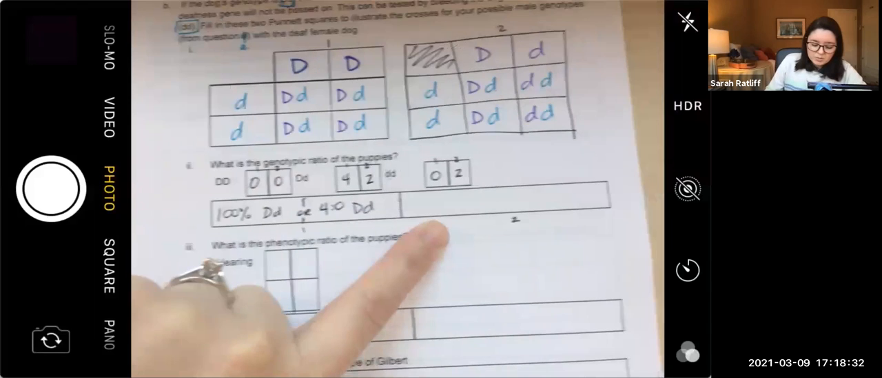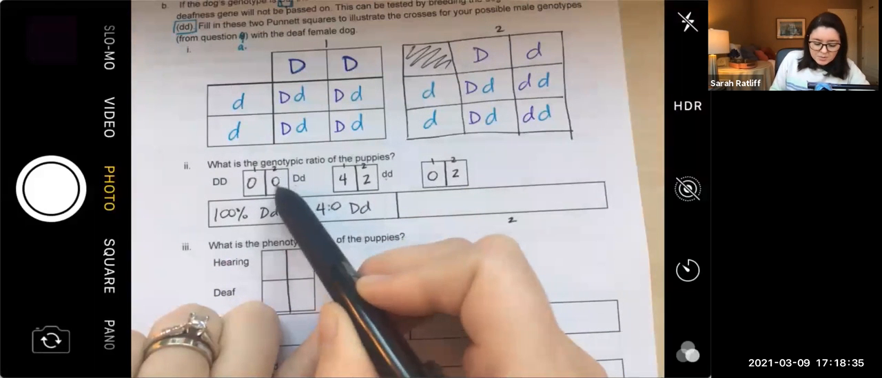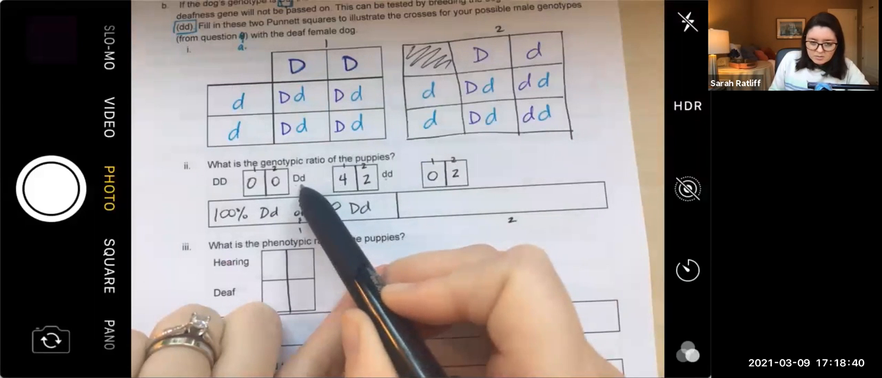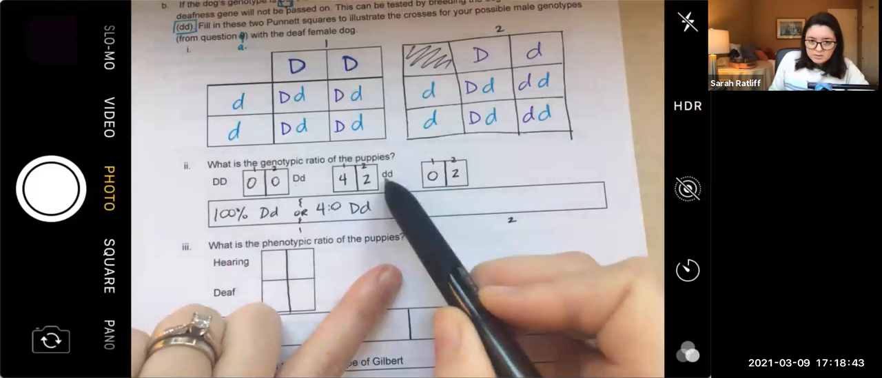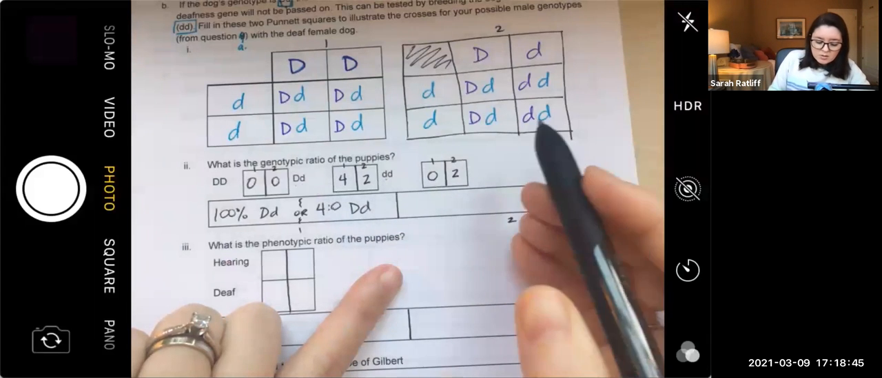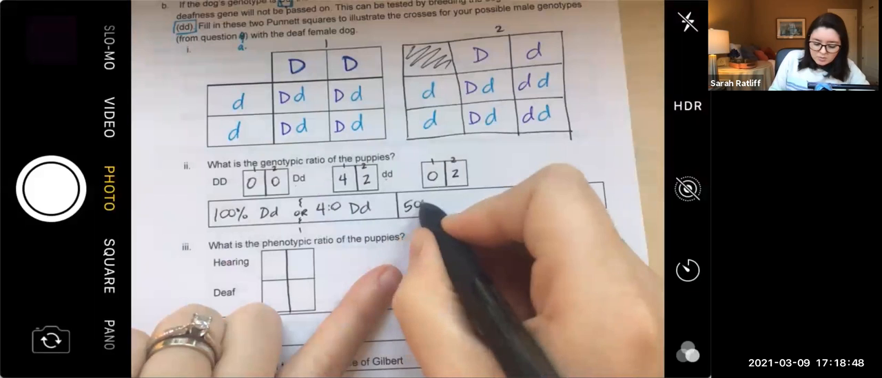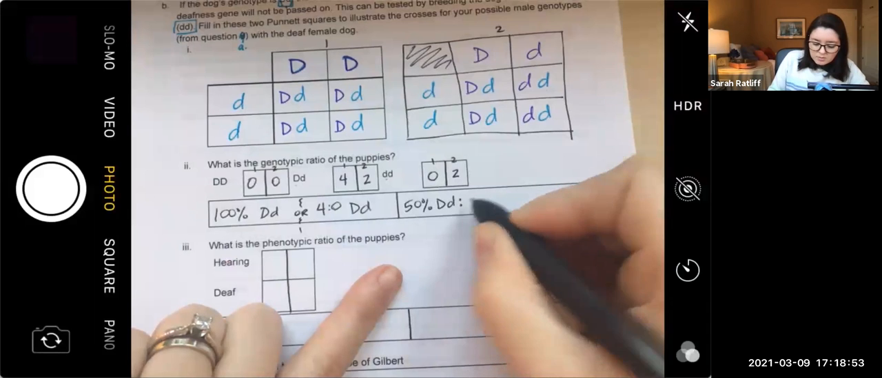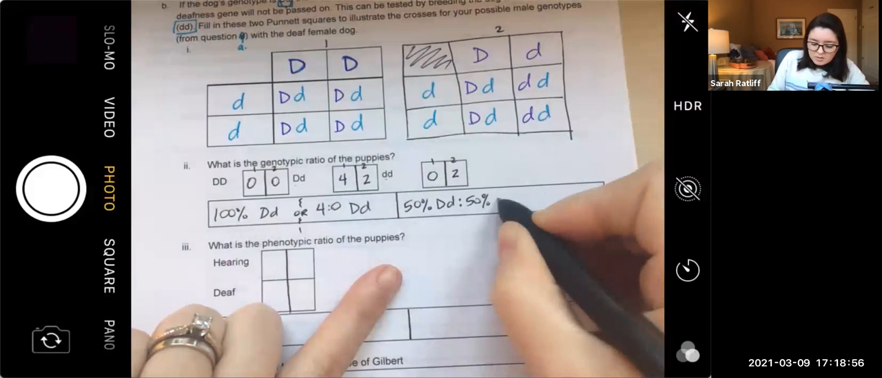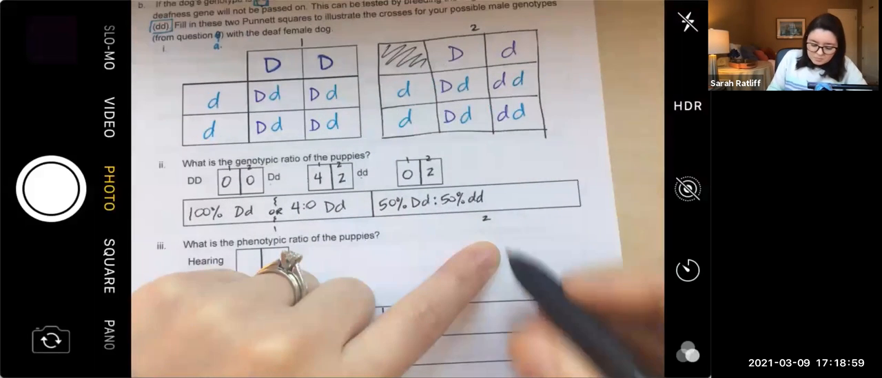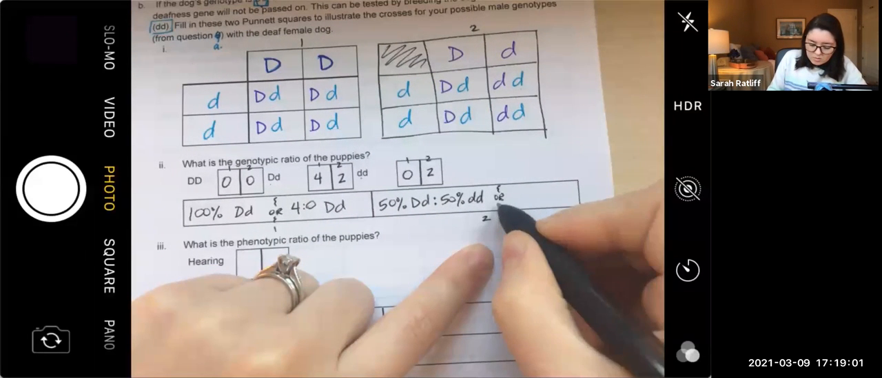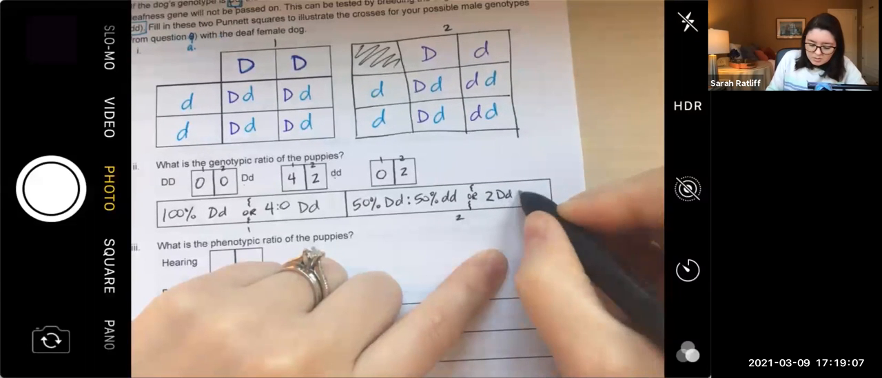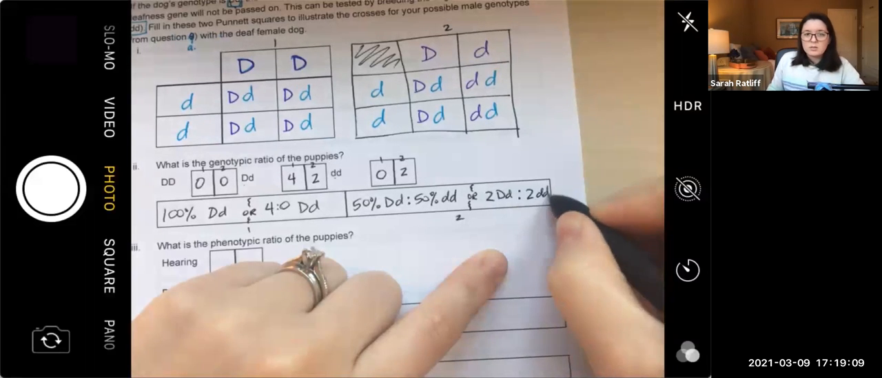Now let's look at Punnett Square 2. Punnett Square 2, we had no big D. We had 2 big D, little d, 2 heterozygotes, and 2 little d, homozygous recessive. So that means we had 50%, or 2 of the 4, were heterozygous to 50% homozygous recessive. Or, if you like the numbers, we'll do 2 big D, little d, to 2 little d, little d.